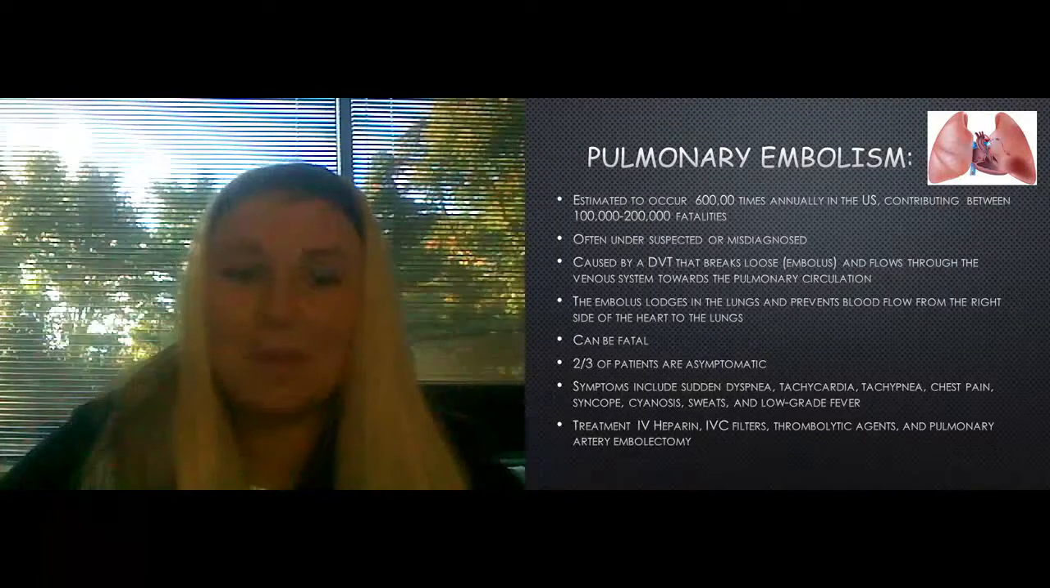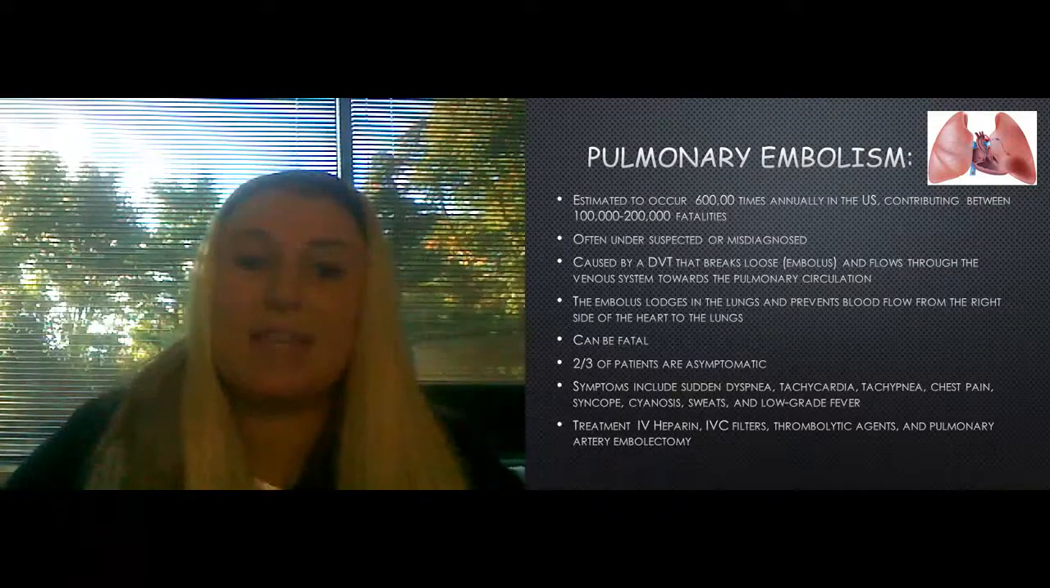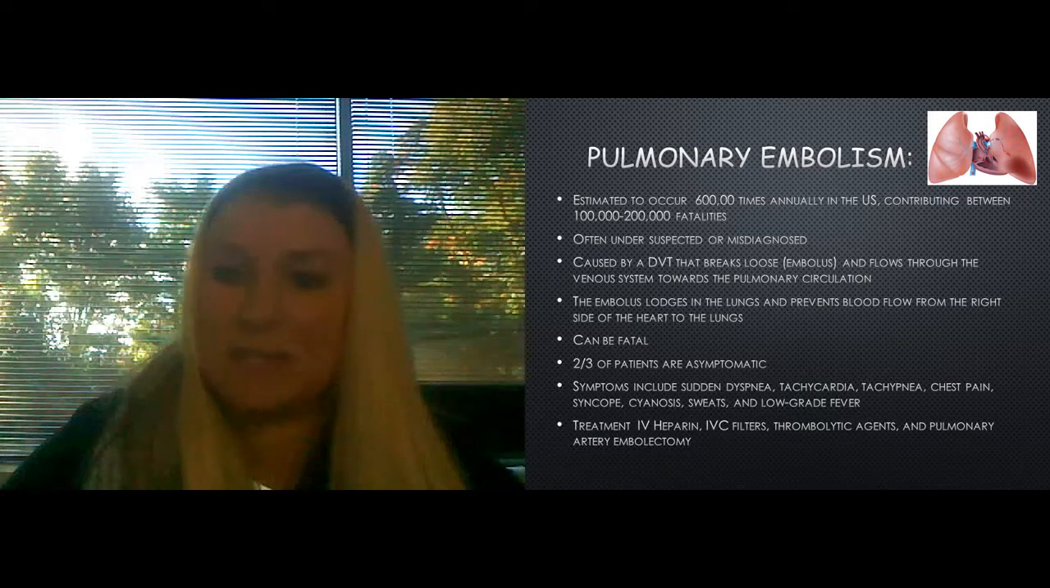Pulmonary embolism. This is estimated to occur 600,000 times annually in the United States and contribute between 100,000 to 200,000 deaths. It is often undersuspected or misdiagnosed. It is caused by a DVT that breaks loose, known as an embolus, and flows through the venous system towards the pulmonary circulation. The embolus lodges in the lungs and prevents blood flow from the right side of the heart to the lungs. This can be fatal.